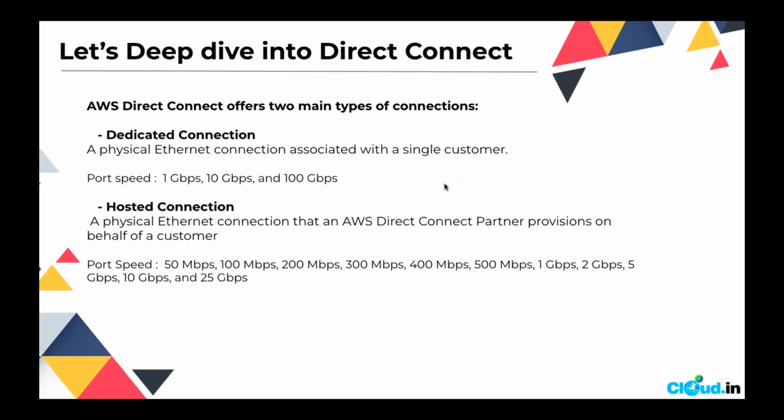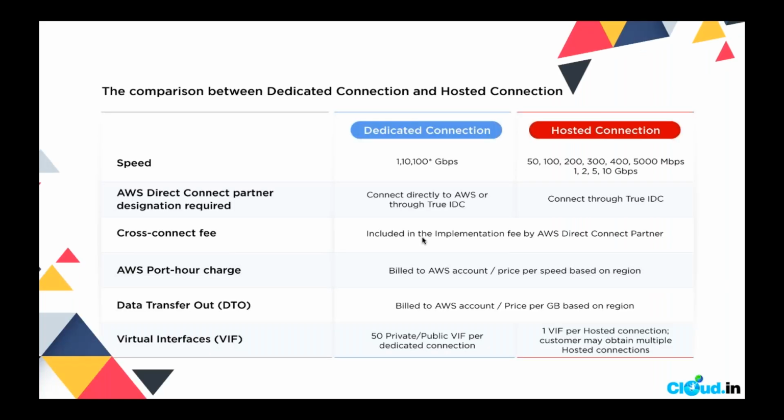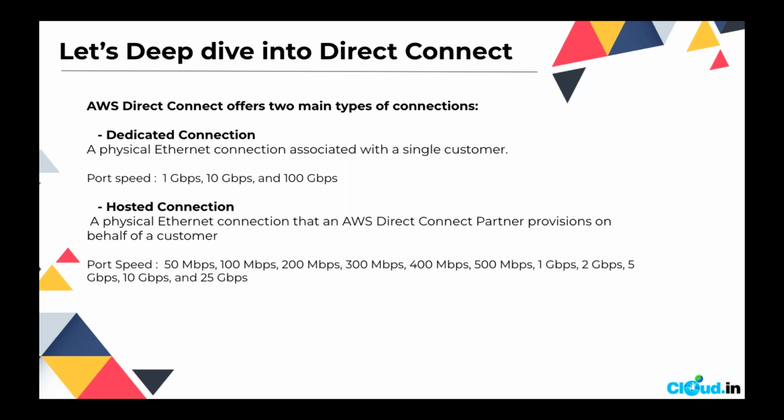Okay, so next we have the hosted connections. Even in hosted connections, we have a physical Ethernet connection that an AWS Direct Connect partner will provision on behalf of the customer. And the customer has to request a hosted connection by contacting the partner. The difference over here is that the hosted connection is already a connection that is in place. So you get a space in that connection. You don't have a dedicated connection over here.